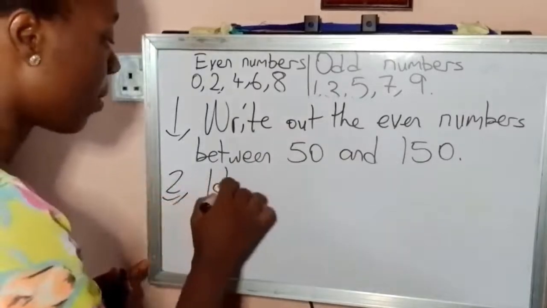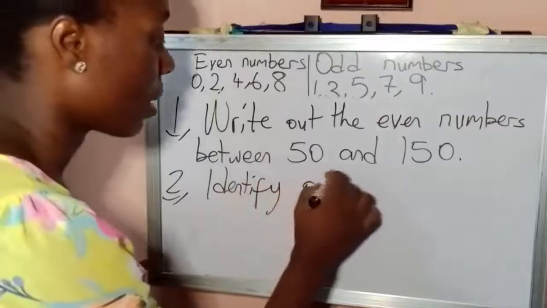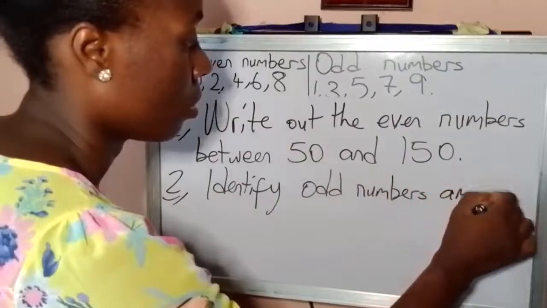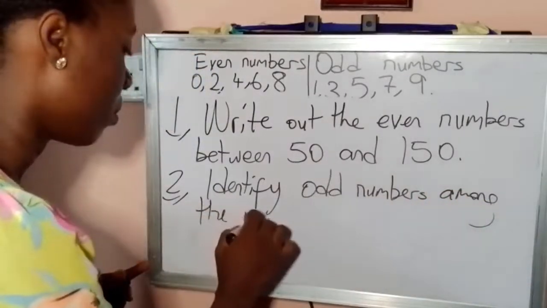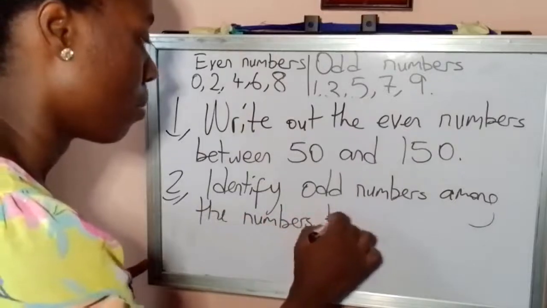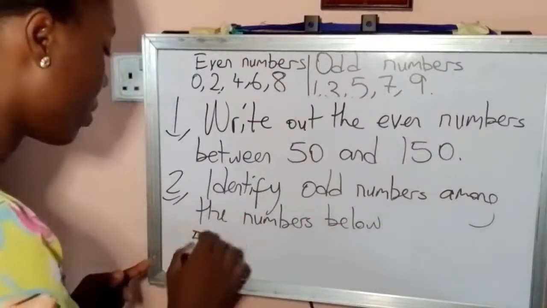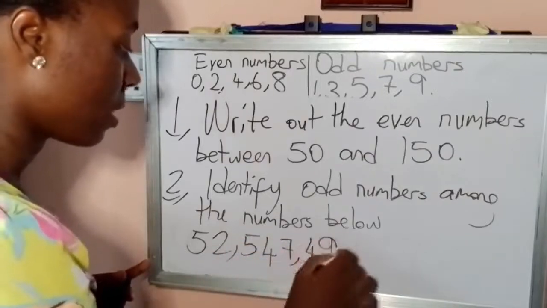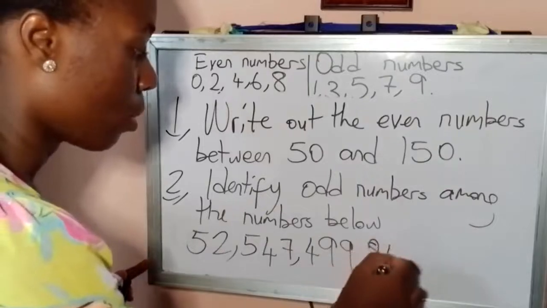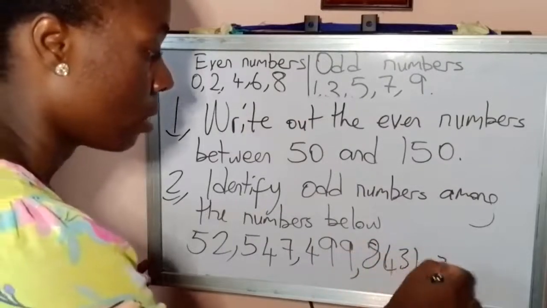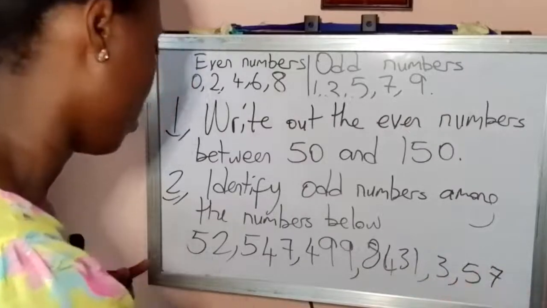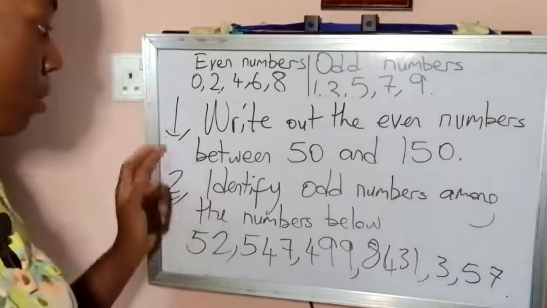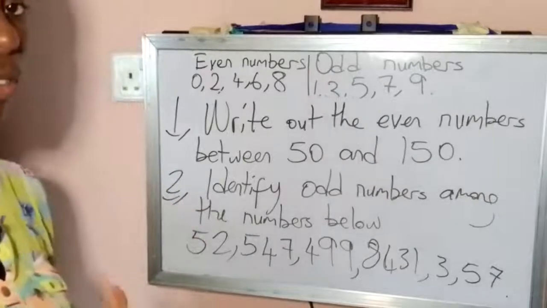Then 2. Identify odd numbers among the numbers below. I have 52, 547, 499, 8,431, 357. Let's identify the odd numbers among these numbers. Do these little works and let's see how well you have understood the topic.